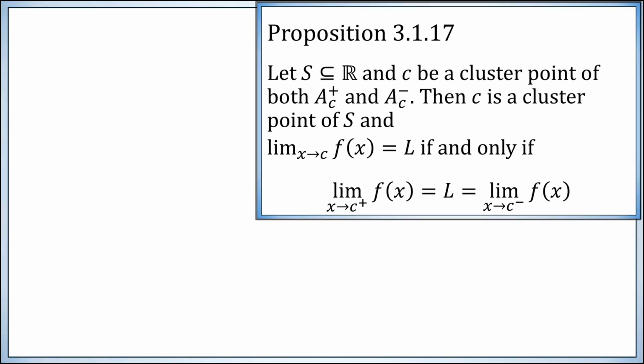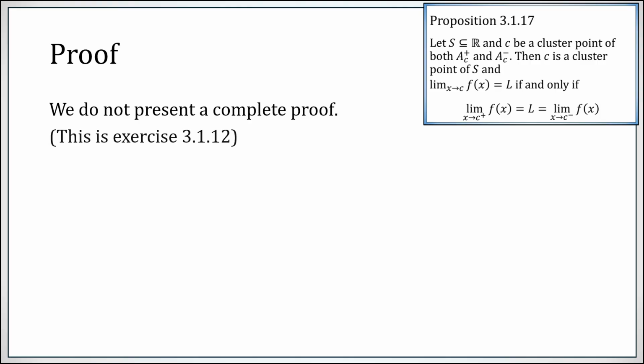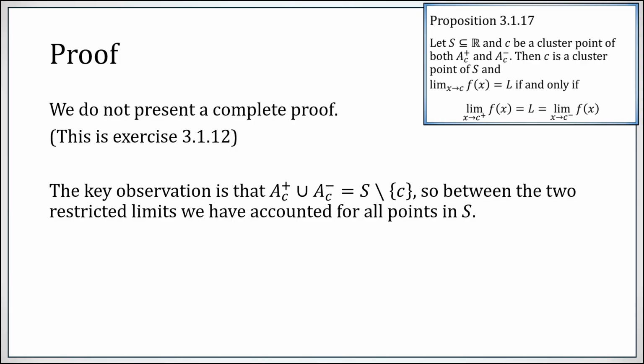Can we prove it? Can we prove this old familiar result? We are not going to because it's an exercise. This is exercise 3.1.12. I will, however, give a little hint. The key observation to proving this is that if you look at all points in S other than c, this can be represented as a union of everything in S which is bigger than c, union with everything in S that is lesser than c. So, the two restricted limits account for this side and this side individually. Between these two sets, we do account for all possible points in S other than c itself.